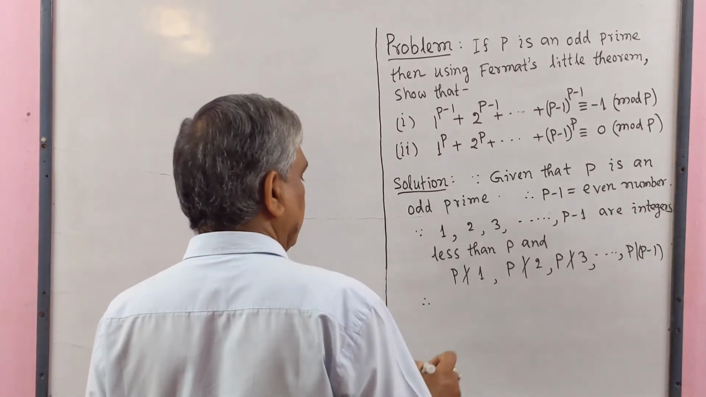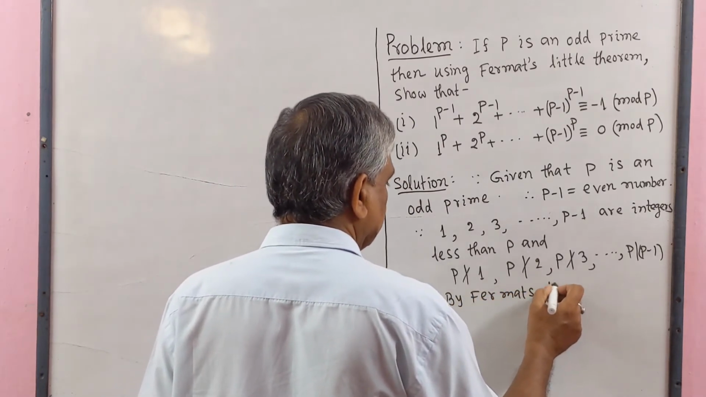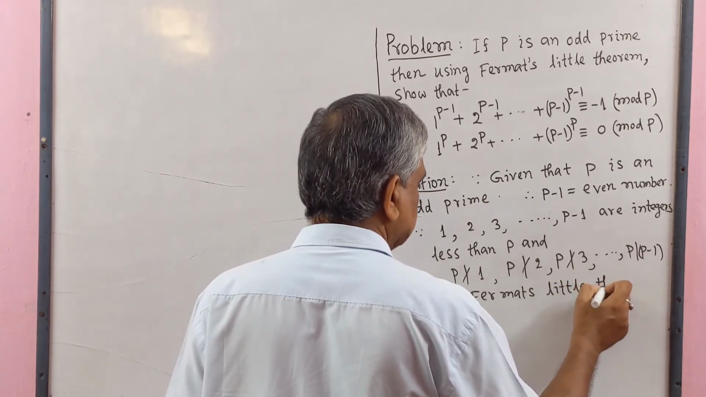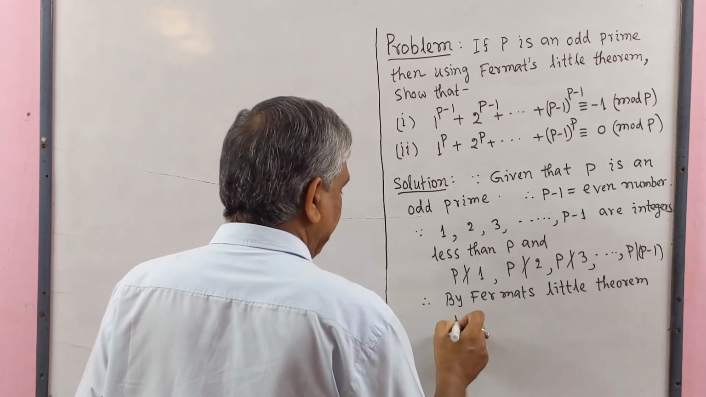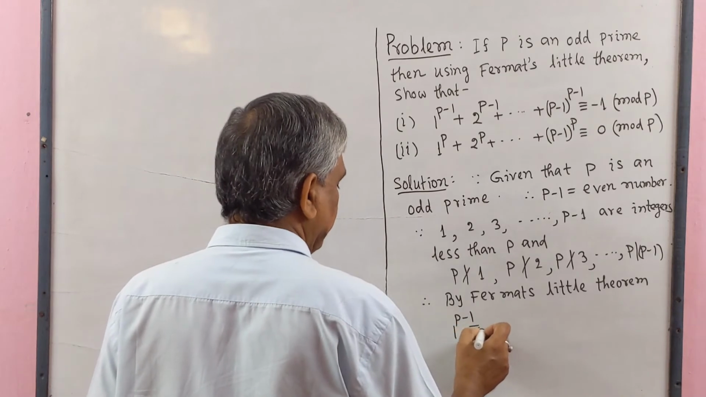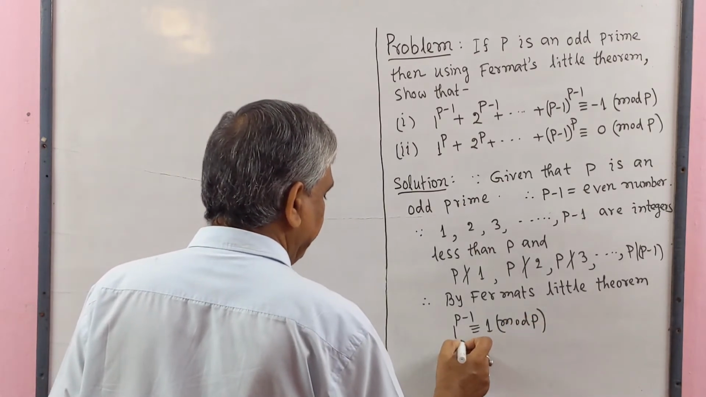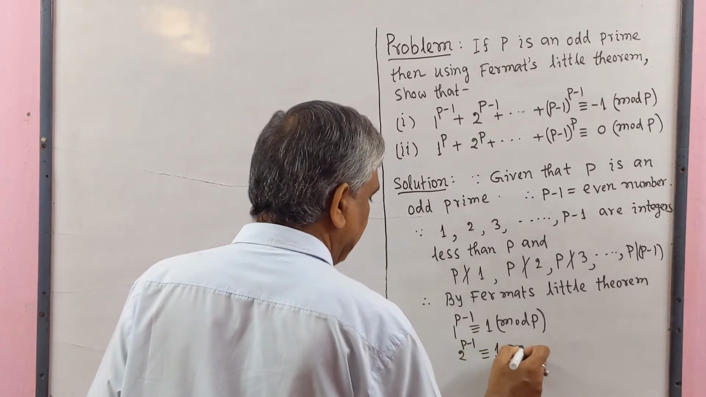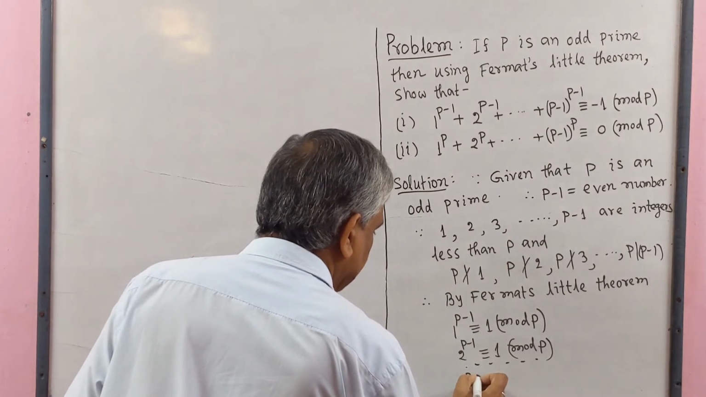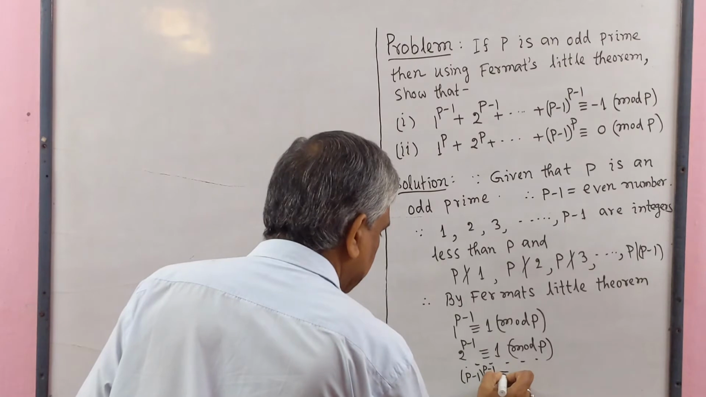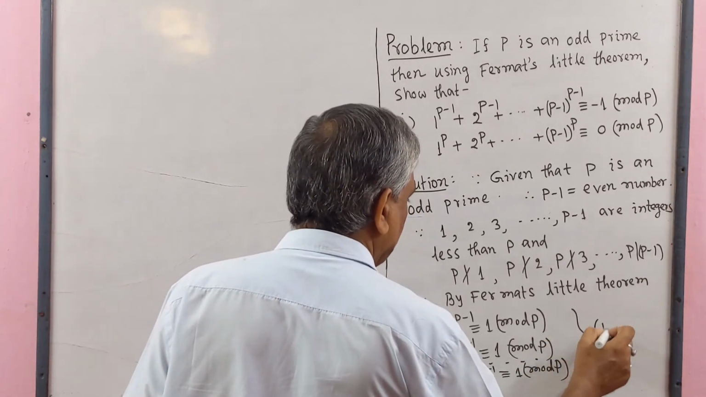Therefore, by Fermat's little theorem, 1 to the power p minus 1 is congruent to 1 modulo p. 2 to the power p minus 1 is congruent to 1 modulo p. ... p minus 1 to the power p minus 1 is congruent to 1 modulo p. Let this be number 1.